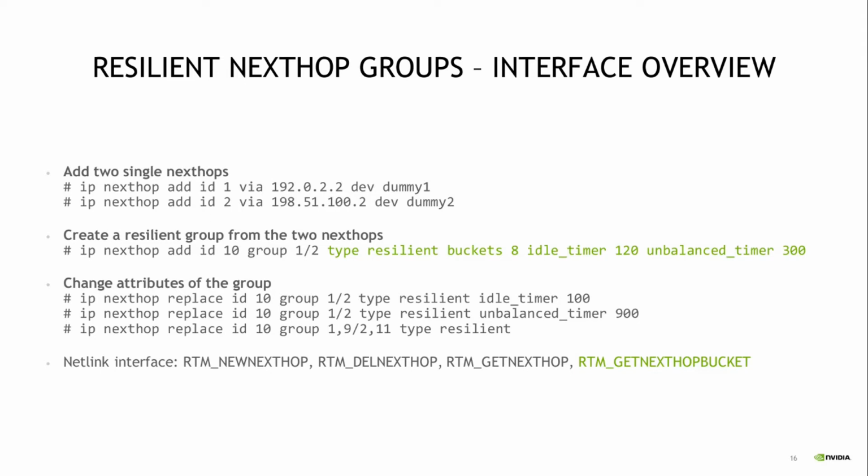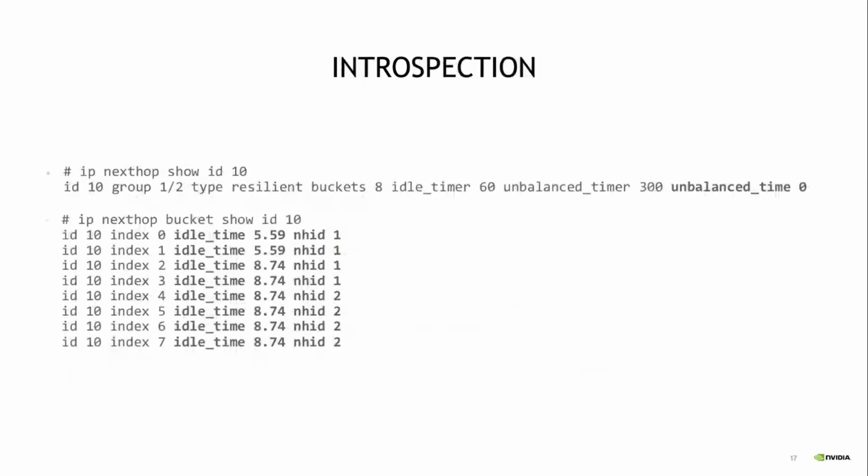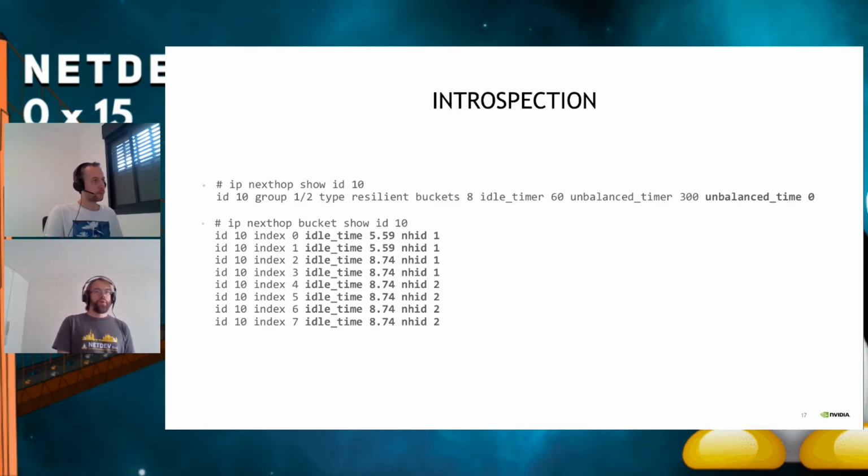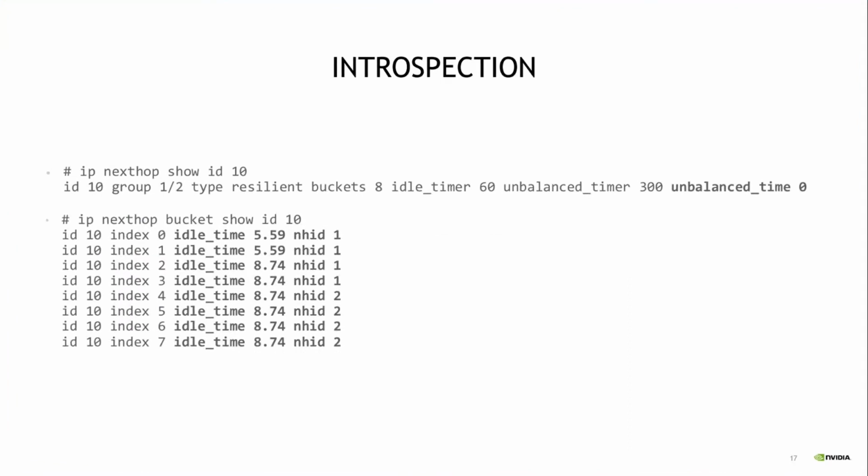With regards to netlink, we have the usual trifecta of new NEXTHOP, del NEXTHOP, get NEXTHOP, and we have a new one, get NEXTHOP bucket. And on the next slide, we are going to look at introspection. When dumping the group, besides showing the usual attributes, you also learn that the group is resilient, that there are 8 buckets. It shows the other parameters. It also shows unbalanced time, meaning this is the amount of time that the group has been out of balance, meaning there have been unsatisfied demands for more buckets by some of the NEXTHOPs. Some of the NEXTHOPs are underweight.